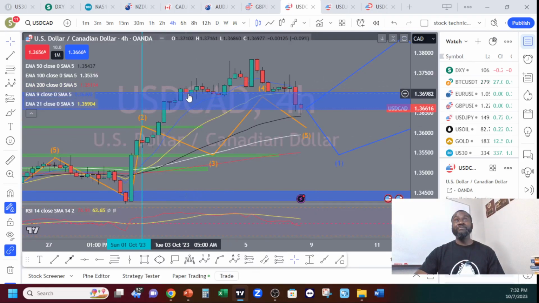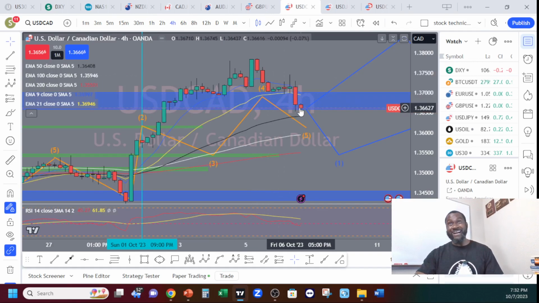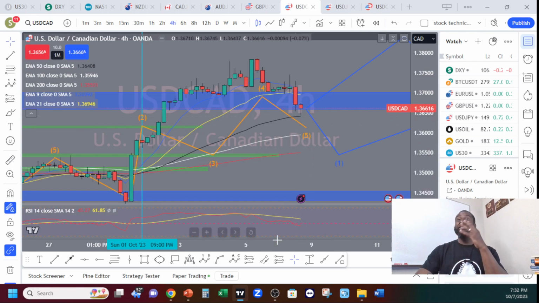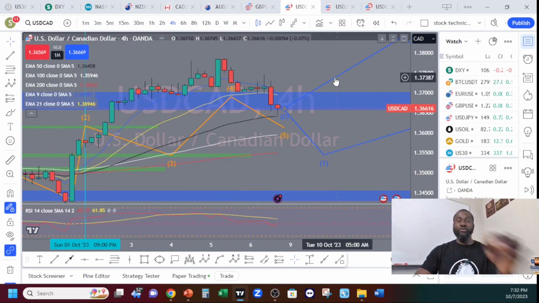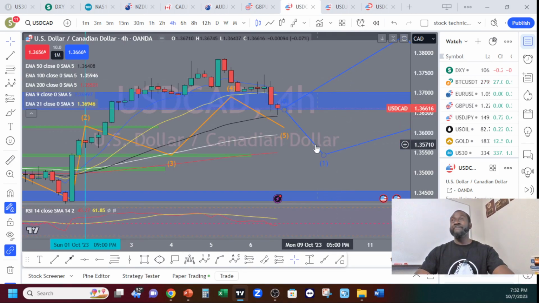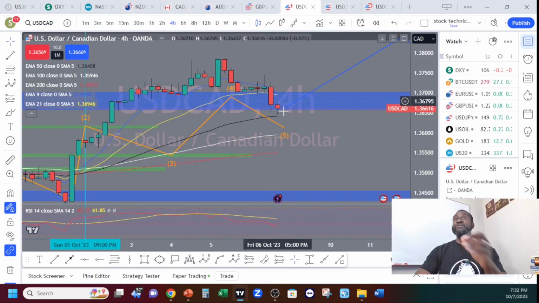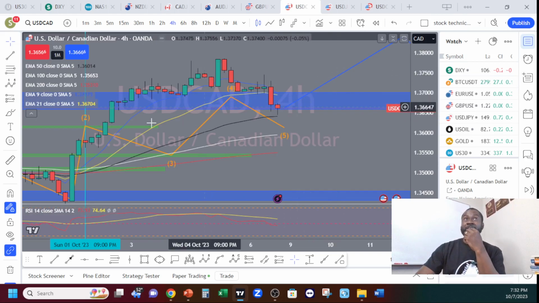Price broke it, tested it, moved up, found some kind of resistance here, and came back down. You see that? So price right now, the 4-hour tells us this is more likely. Okay, this is more likely to do this. You see that?